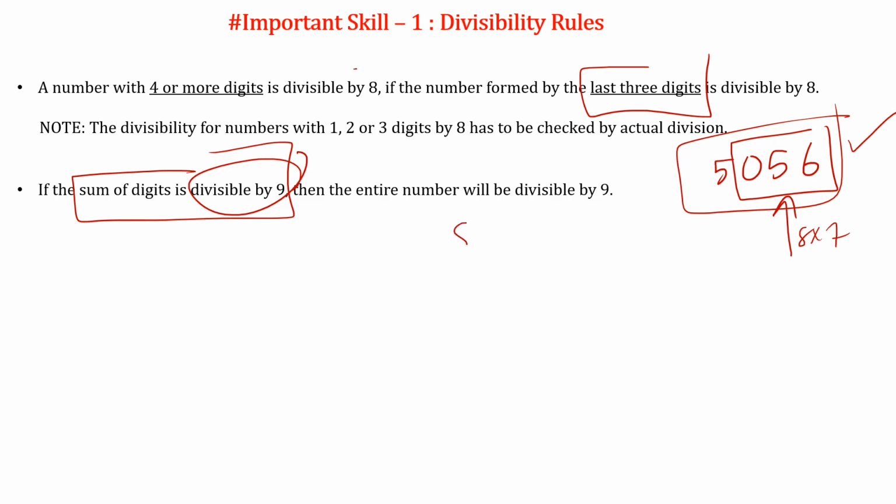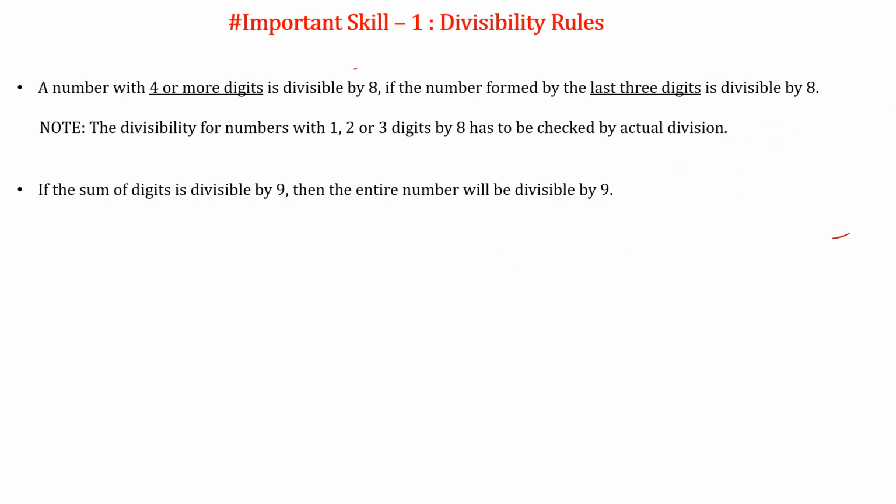For example, we can take 801. Okay, is this number divisible by 9? It is, because 8 plus 0 plus 1 is equal to 9, which is divisible by 9. Okay. So let me erase everything. Coming to 10, 10 is pretty easy.